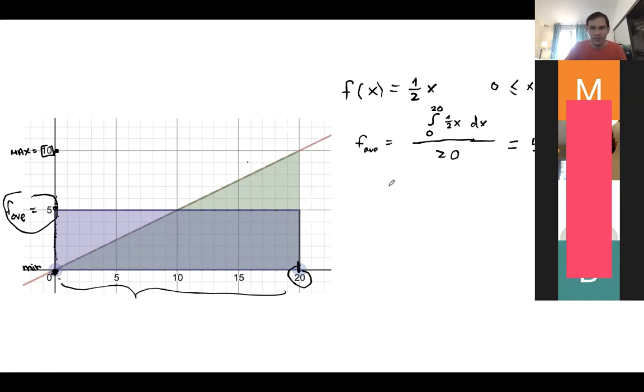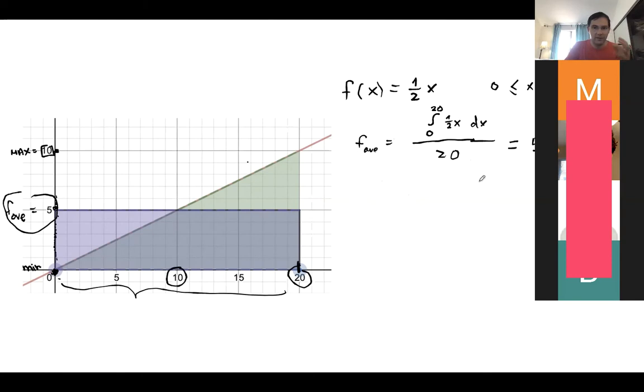So we know that, okay, I want to say a few words about the mean value theorem. What would be the point C in this example? The point C will be equal to 10.